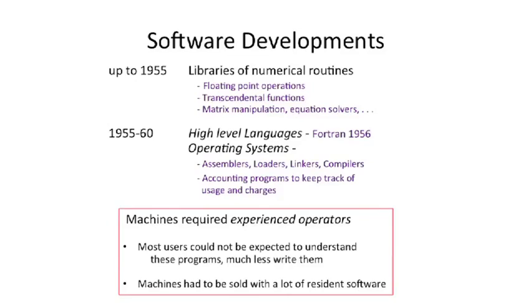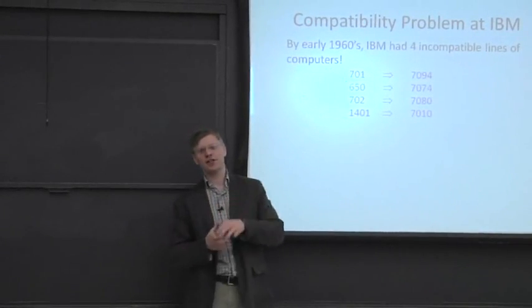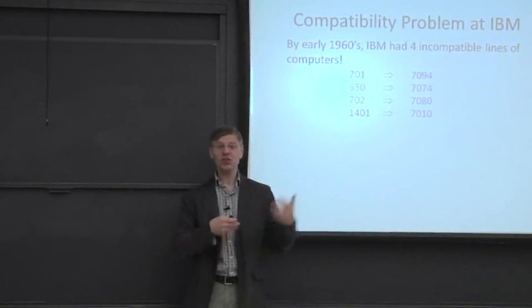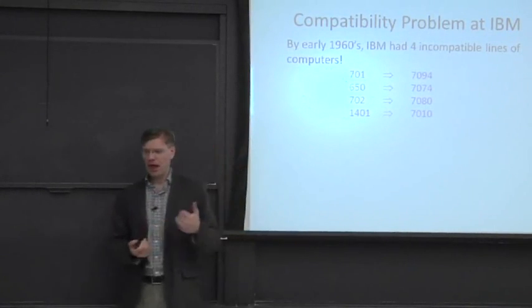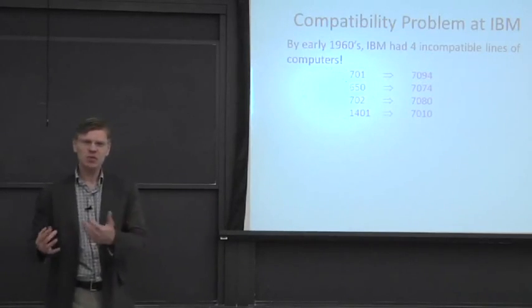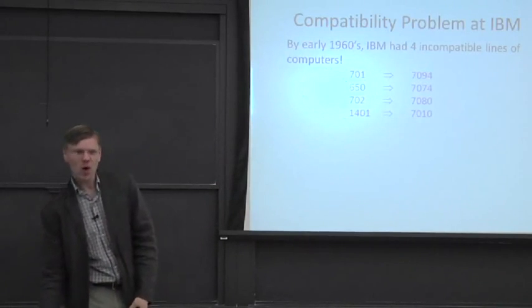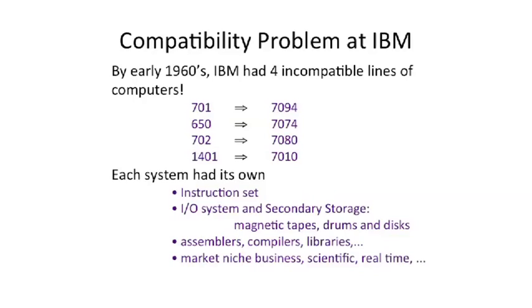And the idea of instruction set architectures, and separating the microarchitecture from the architecture, didn't really exist back then. And back in the early 60s, IBM had 4 different product lines, and they were all incompatible. So you couldn't run code that you ran on one on the other.